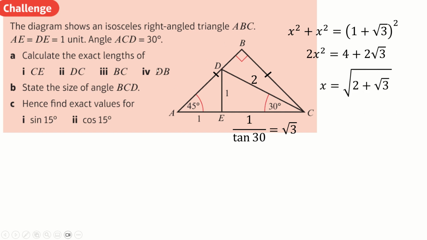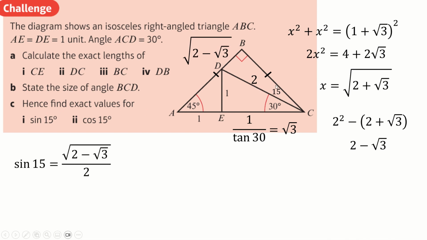At that point, to find DB, which is this length here, you can just do 2 squared, take away what we just found squared, which is of course just the inside of this, and square root that answer, and we'll get this answer here for DB. State the size of BCD. I've already argued that this is 15, because this whole thing is 45. And then find the exact values of sine 15. So that's opposite over hypotenuse. So sine 15 is this over that. And cos 15 is therefore this length, which we said was this one over that one.